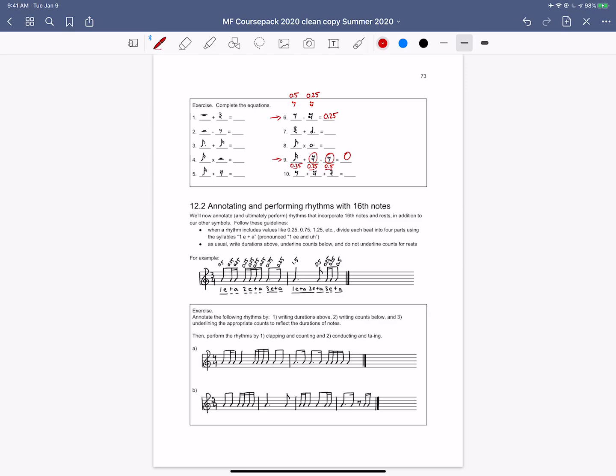In section 12.2, we are going to annotate and perform rhythms involving 16th notes and also, in fact, 16th rests and dotted 8th notes and dotted 8th rests. But before we get to the process of annotating these rhythms, I just wanted to bring back that metaphor of the ruler, because understanding why we have these counting systems is really crucial to being able to choose the correct counting system given a piece of music.